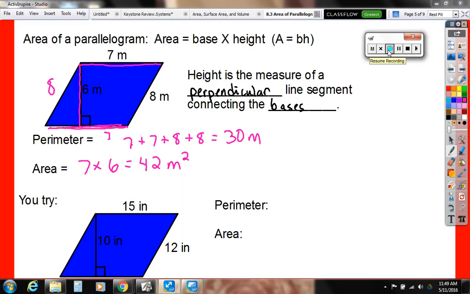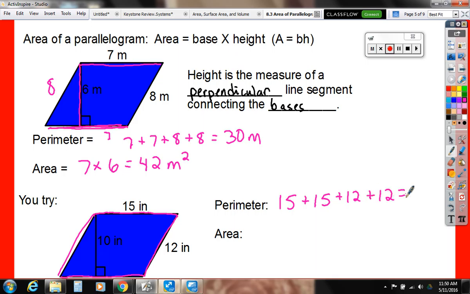Okay, let's take a look at how we solve this. Volunteer to tell me how you find the perimeter. Trinity. Good. We're finding the distance around, so we need to add 15 plus 15 plus 12 plus 12. So 15 plus 15 plus 12 plus 12. Trinity, what does that work out to be? Good. 54 meters. Who can tell me how to find the area of that shape?